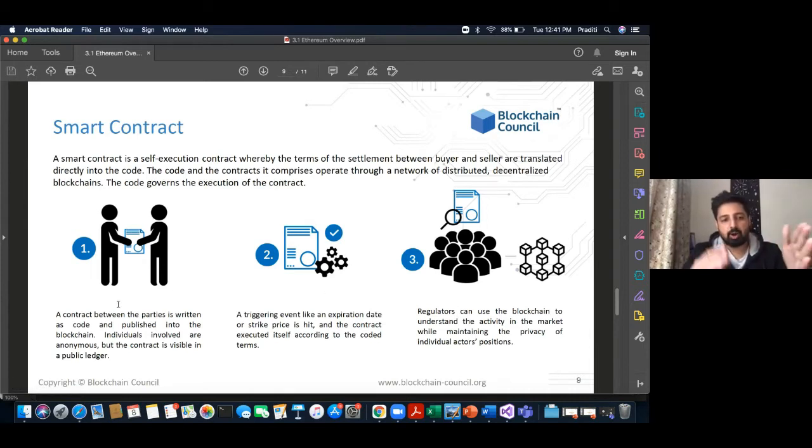As the first step, a contract between the parties is written as code and published into the blockchain. Individuals involved are anonymous, but the contract is visible in the public ledger. A triggering event like an expiration date or a strike price, something happened and you hit the smart contract. And the contract gets executed itself according to the coded terms. Regulators can use blockchain to understand the activity in the market while maintaining the privacy of individual actors' positions. So these are the automated executors of the code.